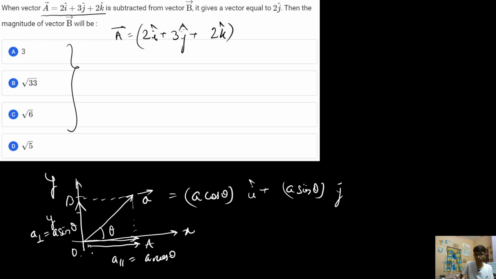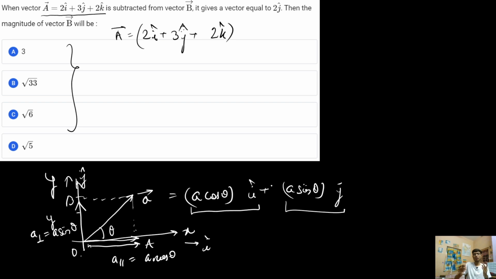Now from here, if I represent the OA vector by magnitude and direction, that is A cos theta times i cap. If I say the unit vector associated with the x axis is i cap and the unit vector associated with the y axis is j cap, then I can write this vector OA as A cos theta i cap and OB vector as A sin theta j cap.